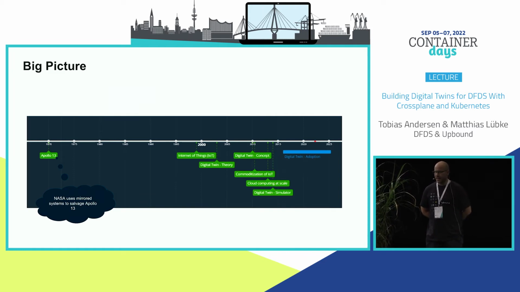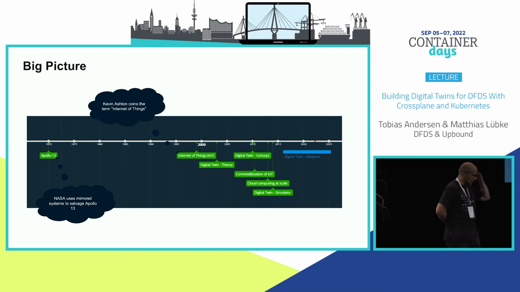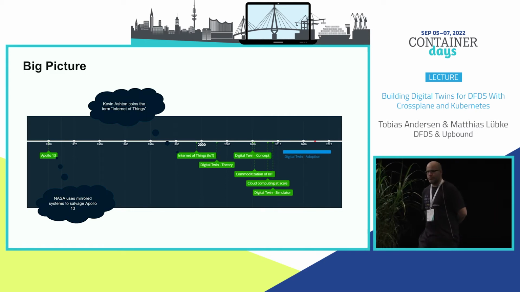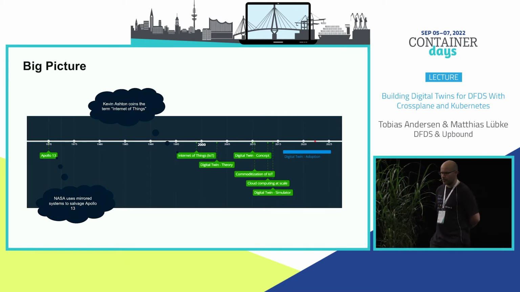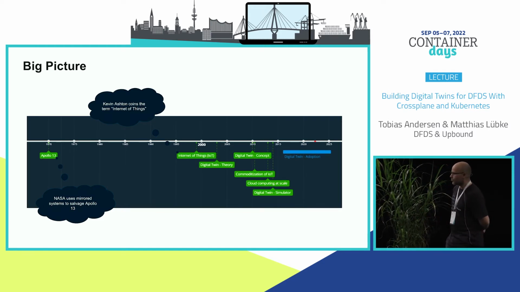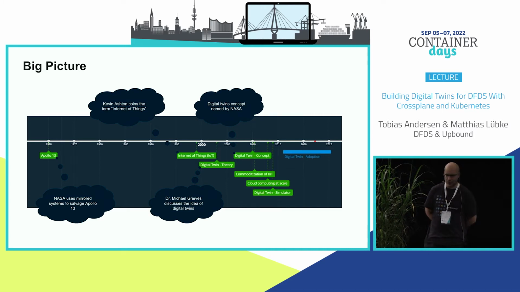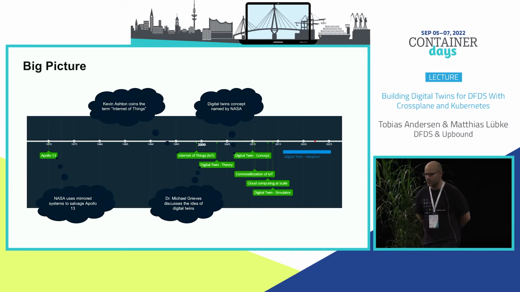And then after that, things just kind of went silent for a long while until Kevin Ashton came along. I think he was a product guy at Procter & Gamble, and he was coining this thing, Internet of Things, because that was something that he could reason about and sell. And then from there on out, it started becoming science. So Dr. Michael Grieves in the US started discussing the idea of digital twins as an abstraction or as a theory at the university level.